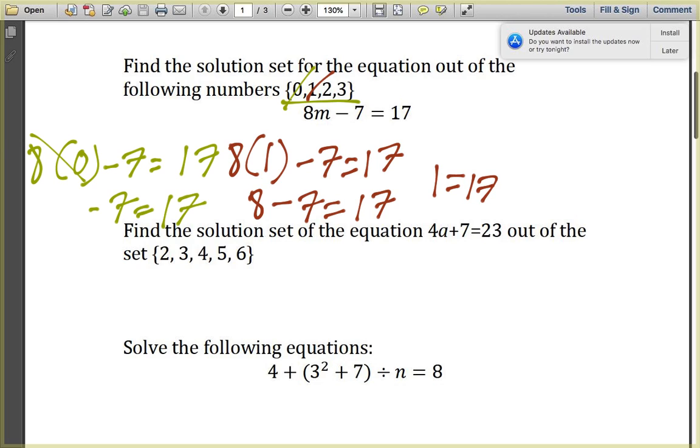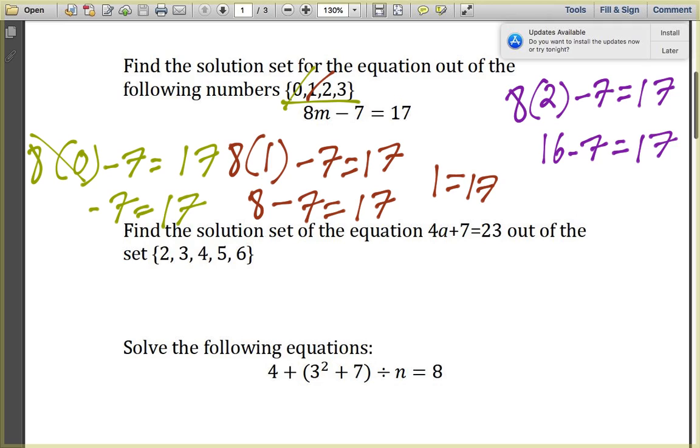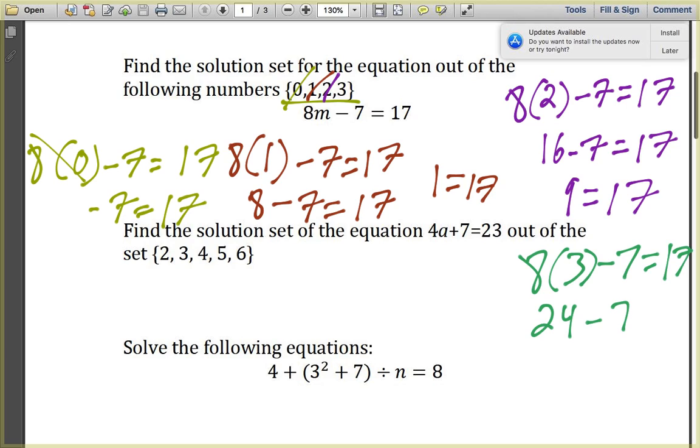Third color here. Let's try 2. What is 8 times 2? Some of you might have answered out loud just now, which is really funny. 16. 16 minus 7 is 9. Does 9 equal 17? I hope that you just said no, or at least thought no. And the last one, 8 times 3 minus 7. Does that equal 17? Well, 8 times 3 is 24. 24 minus 7 is 17. Does 17 equal 17? Yes. So you would just make sure that that one is highlighted.